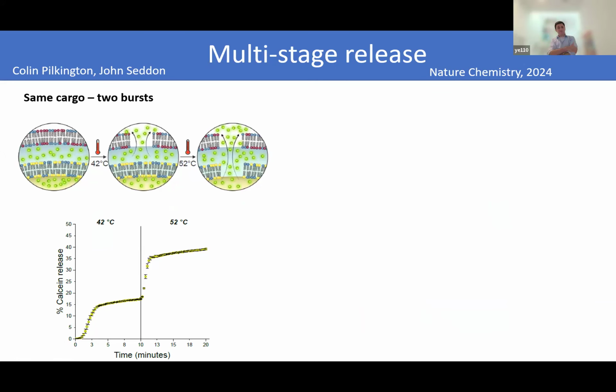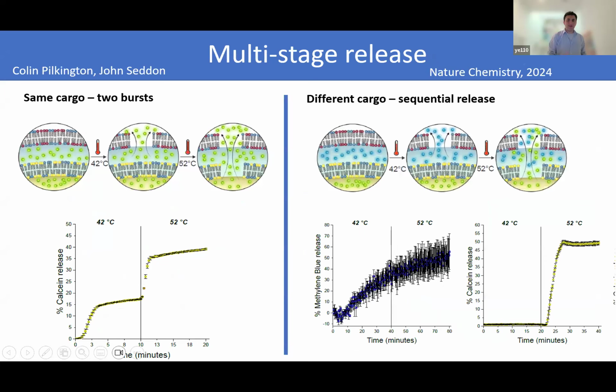And again, stimuli responsive systems, we do all sorts of things. So for example, we've designed systems where you can release cargo 1 at stimulus 1, which is temperature 1, and then hit it with stimulus 2, which is a second temperature, and release cargo 2. And that's what's shown in this diagram here. Again, the basis of multi-stage release.